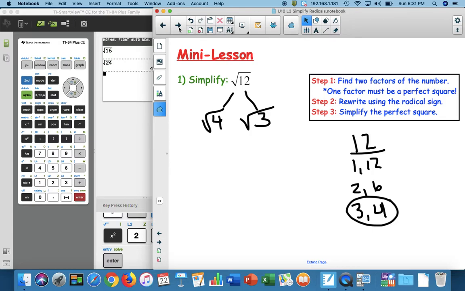Which one can we square root? Thank you, George. I know you said 4, so we square root 4. We're going to write 2. All right, and then our final answer is going to be 2 square root 3.